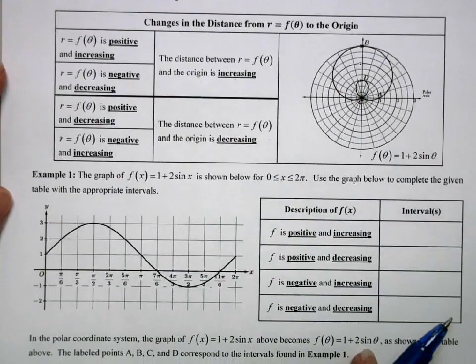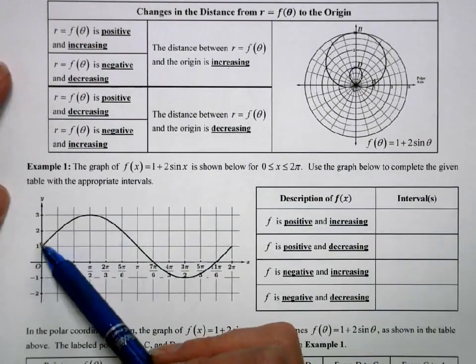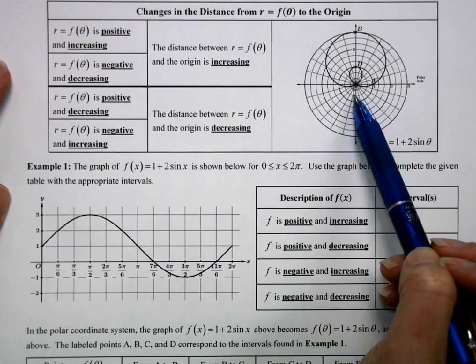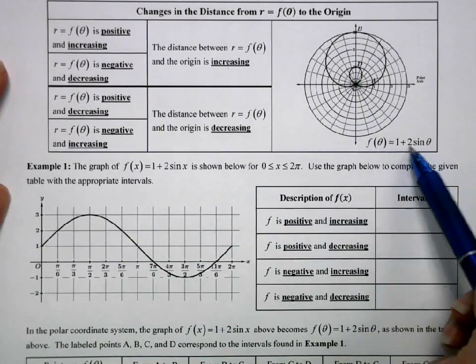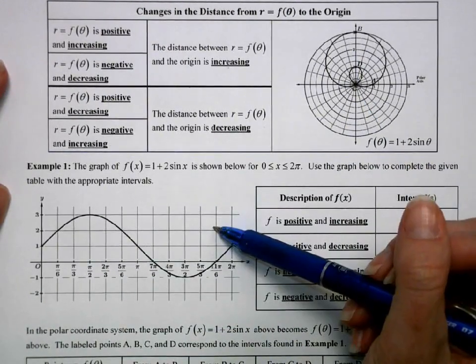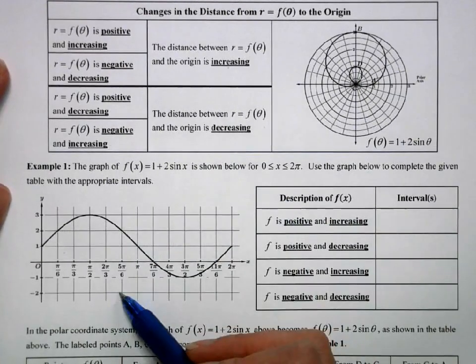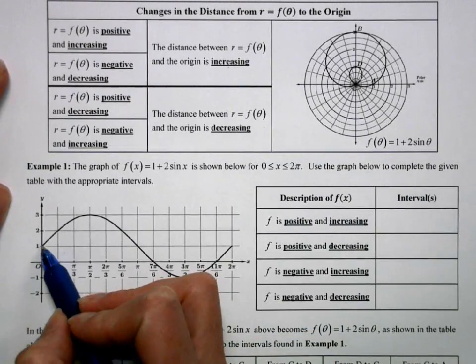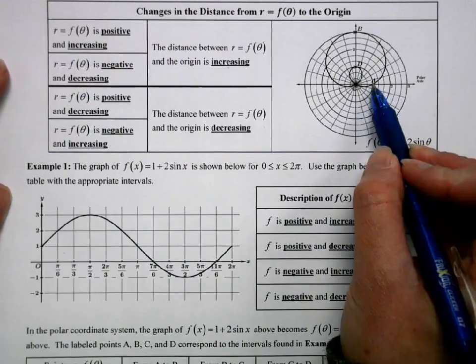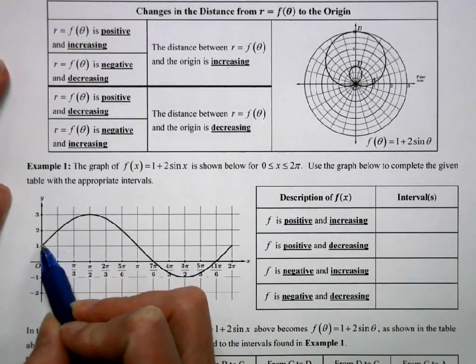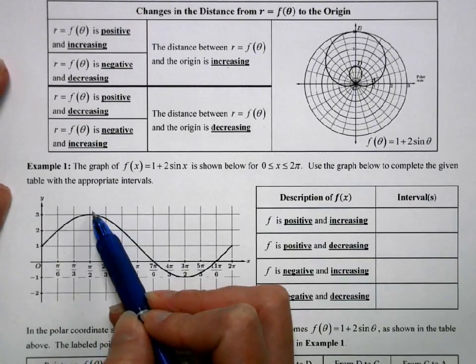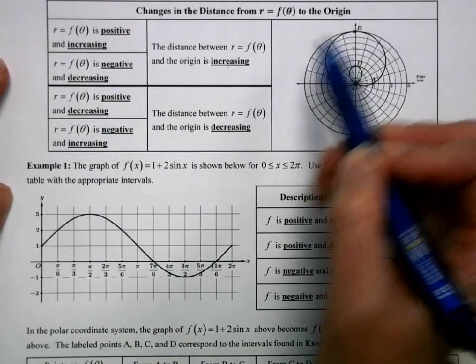So let's look at the rectangular graph for this polar curve. This is 1 plus 2 sine theta, this is 1 plus 2 sine x. So just kind of walking through the relationship here. At 0, our graph is at 1. And then at pi over 2, our graph's up at 3.